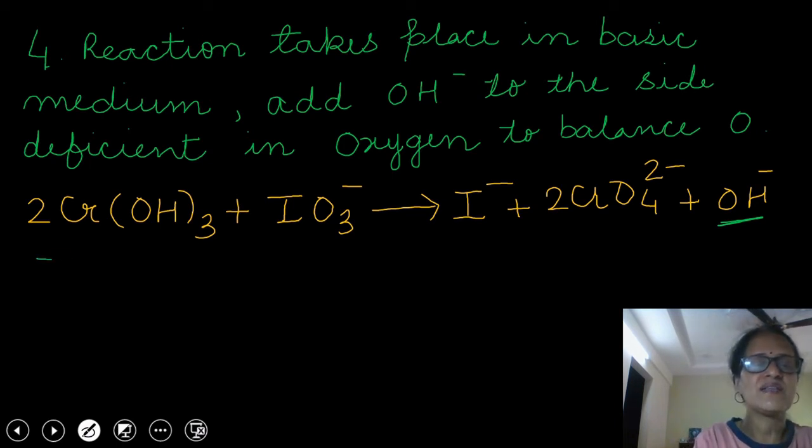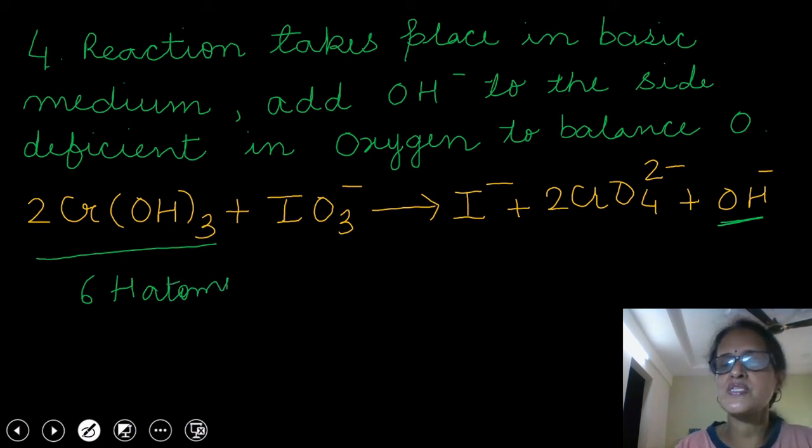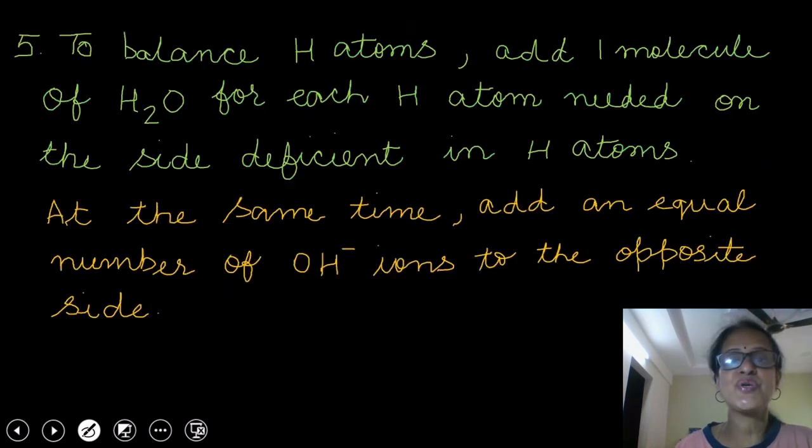You can see here in the reactant side we have 6 hydrogen atoms. Now look at the product side. Product side you have only 1 hydrogen atom. It means that the product side is having 5 hydrogen atoms less. So in the next step, we will add 5 water molecules to the product side. But don't forget, at the same time, you have to add 5 OH- to the opposite side. Opposite side means reactant side. So this I am going to show you in the next step.